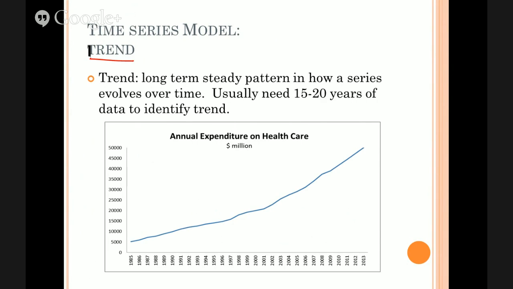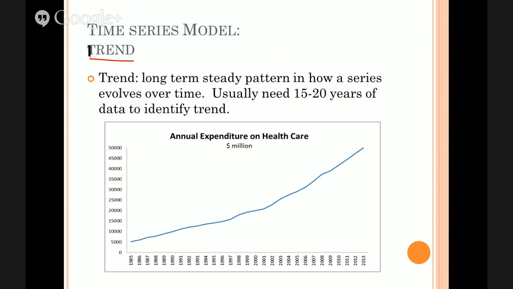First of all, the trend in a set of data. What's that pattern about? Well, it's a long, steady pattern in how a series evolves over time. So the trend is the long-term pattern in data. With economic data, you're typically looking at having 15 or 20 years' worth of data so that you've got a pretty clear idea about trend. What you're observing is not just something that's happened in the last year or two, but a long-term pattern.